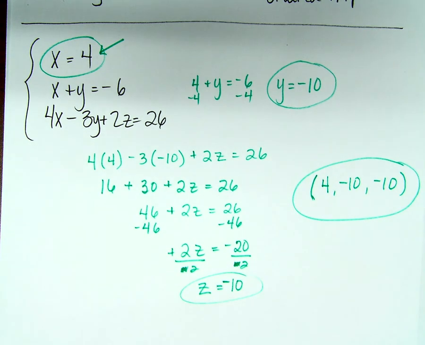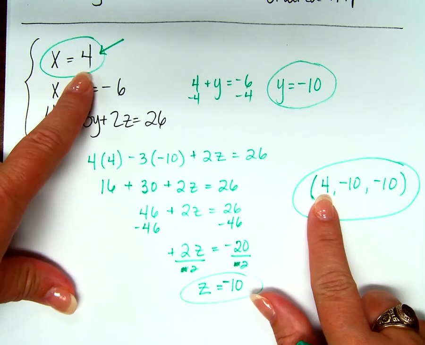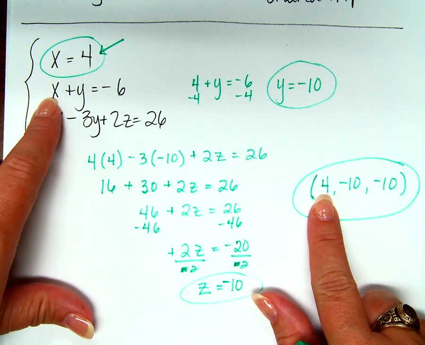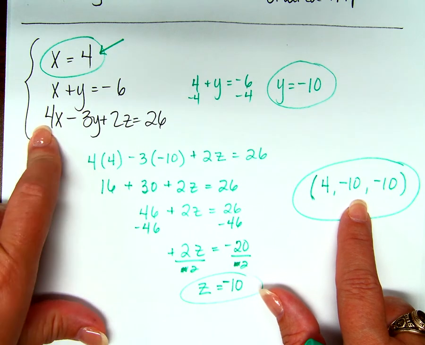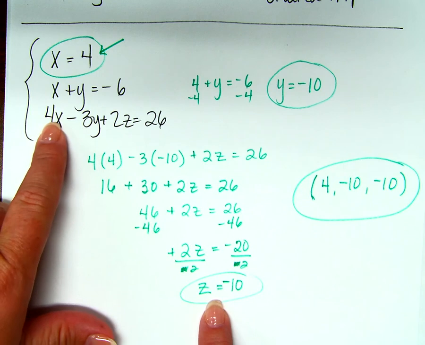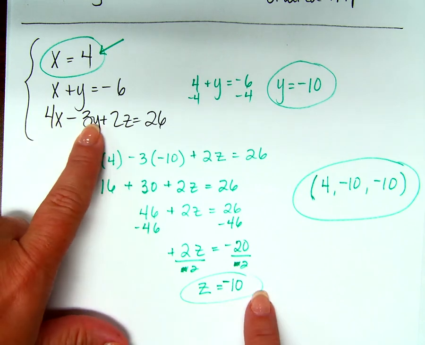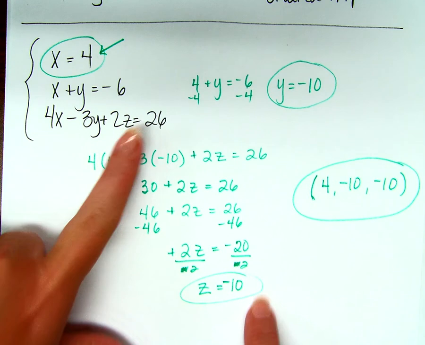How could we be positive that that was the solution? I could plug it in. 4 equals 4. Okay, good. 4 plus negative 10 equals negative 6. Okay, good. Now I know that one's going to be right because that's what I just used to solve it, but just in case. 16 plus 30 is 46. Minus 20 is 26. Good?